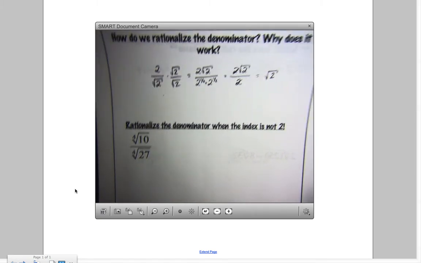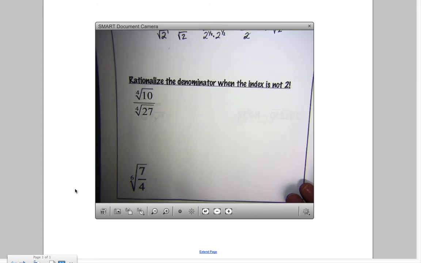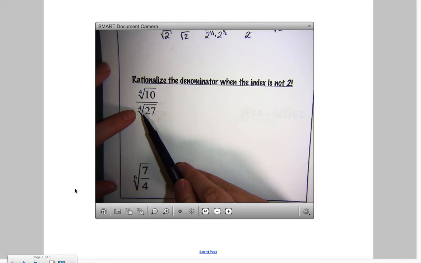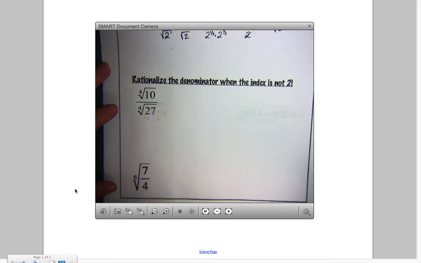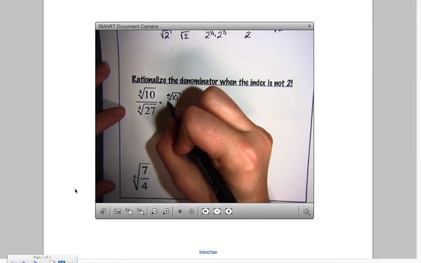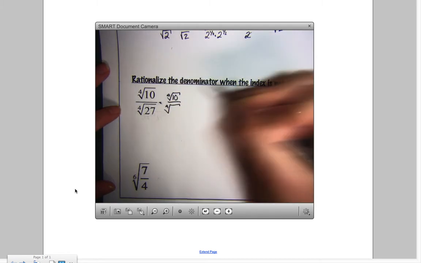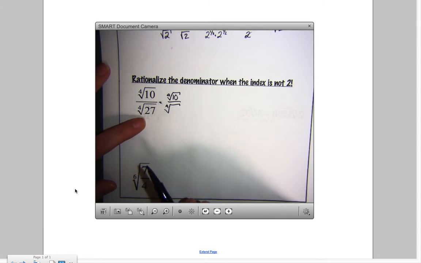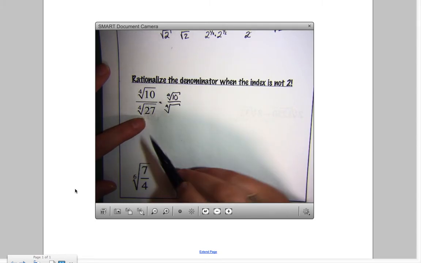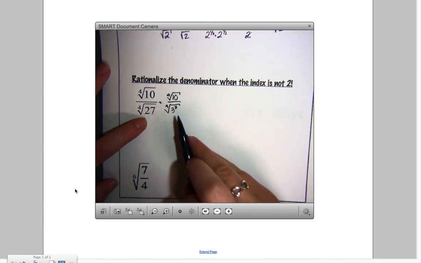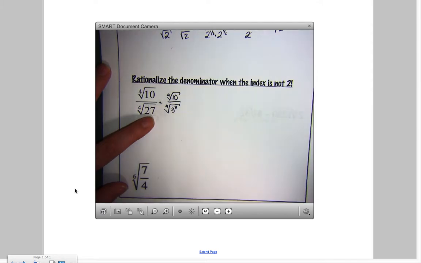Now, if we're doing this when the index is not 2, I recognize that it needs to be rationalized because this radical is in the denominator, and I can't simplify the fourth root of 27. So what you're going to do is rewrite the numerator, and you're going to try to rewrite the denominator so that the radicand has a base raised to some exponent. I can rewrite 27 as 3 cubed. Those are equivalent. All I did was rewrite it as 3 cubed.